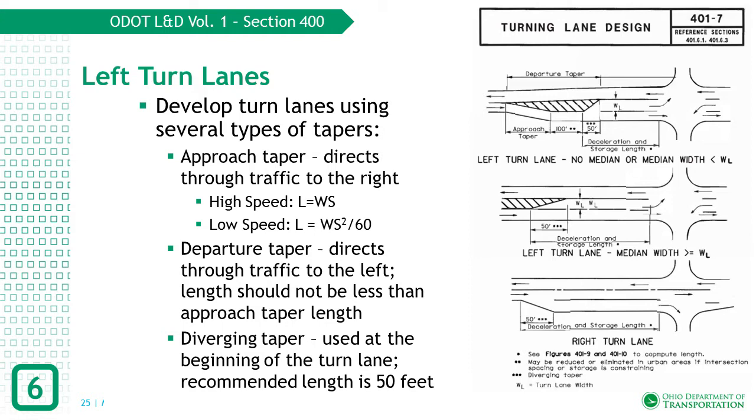Figure 401-8 includes a table to determine the deceleration length for a given speed. Because the deceleration length is adjacent to the storage length, and there is a possibility that a vehicle could be stopped at the edge of the storage length at the back of the queue, the deceleration length is primarily the stopping sight distance for the given speeds. Note that the diverging taper length is included in the deceleration length.